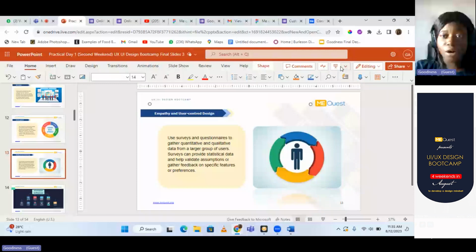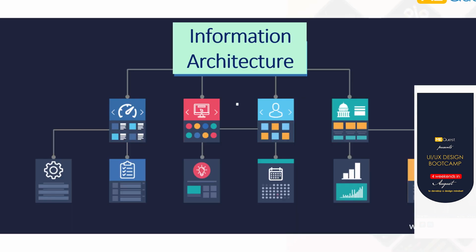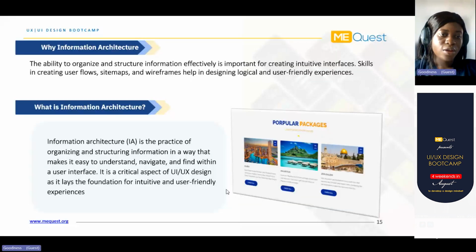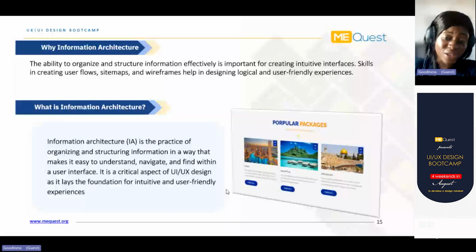So, information architecture. Information architecture is the practice of organizing and structuring information in a way that makes it easy to understand, navigate, and find within a user interface. It is a critical aspect of UI/UX design as it lays the foundation for an intuitive and user-friendly experience.